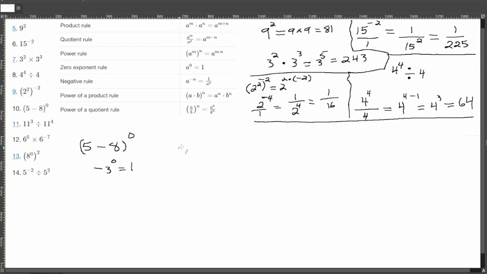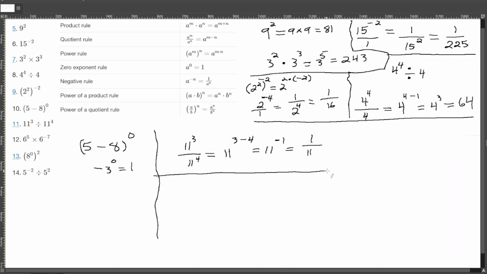So next we have 11 thirds over 11 fourths. Yes, I'm writing it as a fraction right away. So here we would have 11, 3 minus 4, okay? So that ends up being 11 to the negative 1, right? Which ends up being 1 over positive 11. Not to the first power, but, you know, we imply the first power, right? So anyway. Okay, so that's these ones. I'm going to go ahead and box this in too.